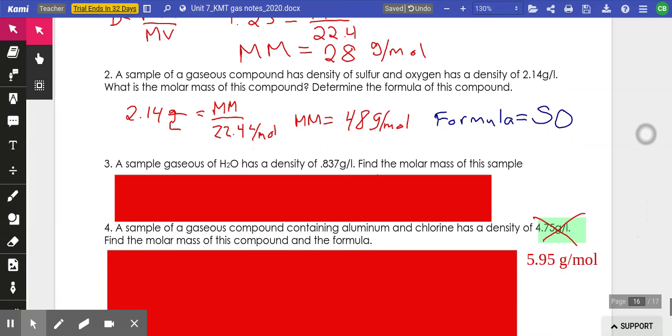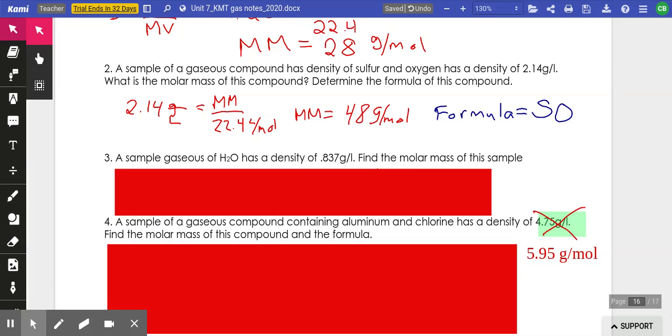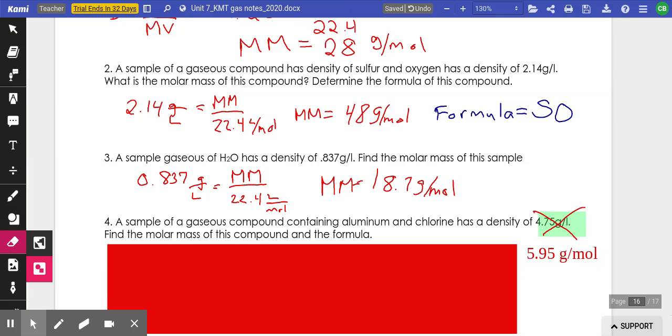Okay, give the next one a try. Did you get this as your final answer? About 18.7 grams per mole for the molar mass of the gaseous water.